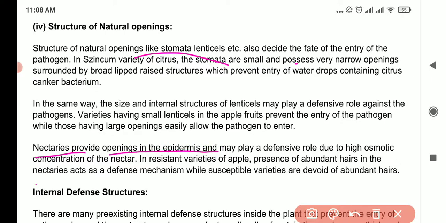They provide openings in the epidermis, but they may also be defensive. Nectarines are where the nectar is, which the bee collects. It's very high in sugar concentration. You've tasted honey, you know how sweet it is. So the nectar in the flower is also very sweet. That's a high osmotic potential, meaning lots of sugar in that nectar. It is not nice for the pathogen to enter, because the osmotic potential is too high.